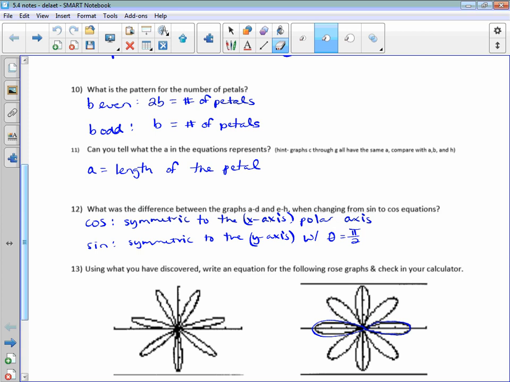So if B is even, 2B equals your number of petals. If B is odd, it is just the number of petals. A is your petal length. And then cosine and sine.